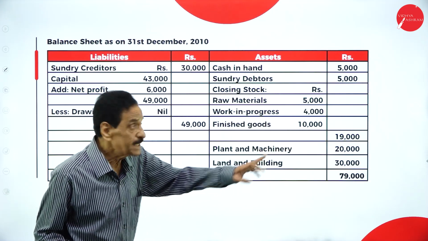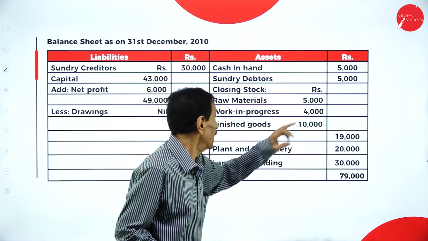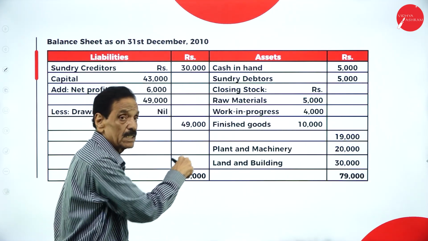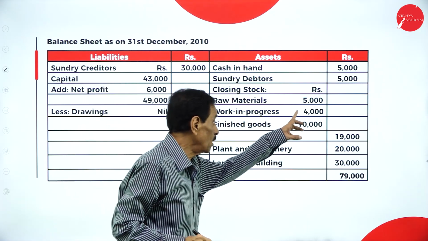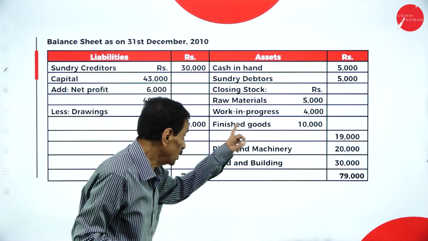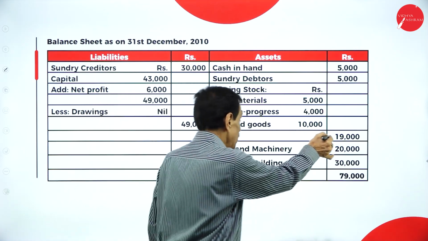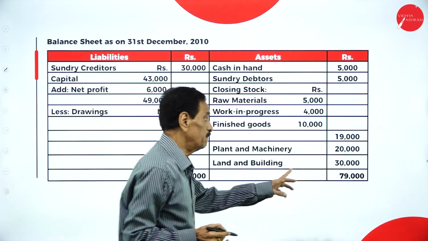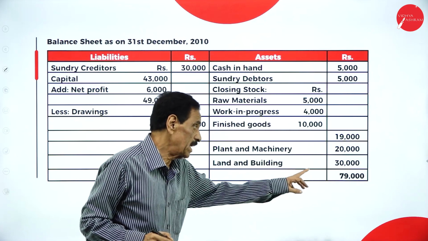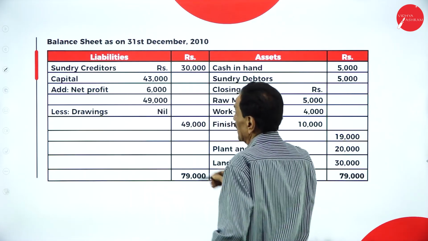Cash in hand is an asset. Debtor is an asset. All closing stock is in the adjustment: closing stock of raw material, closing work in progress, closing stock of finished goods. Totally 19,000. Plant and machinery is an asset. Building is an asset. Come back here.